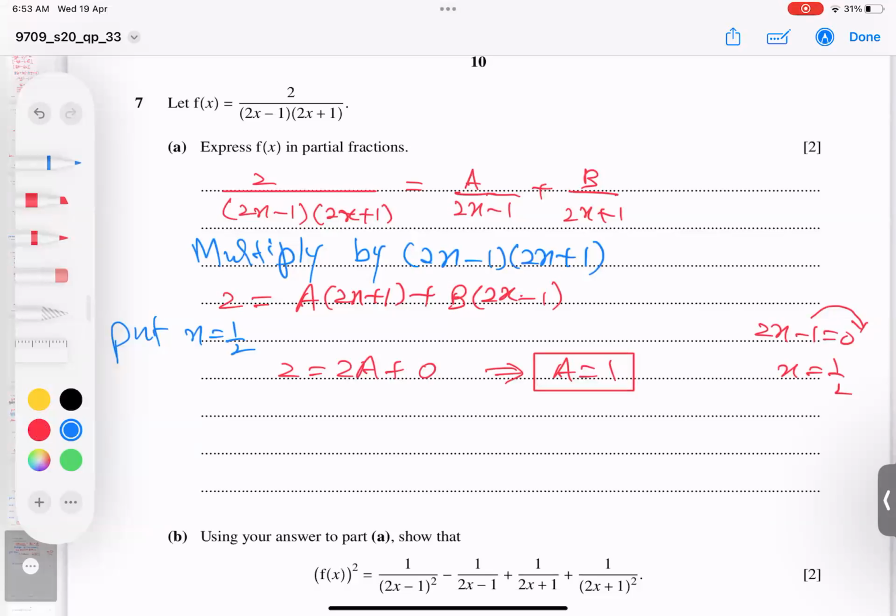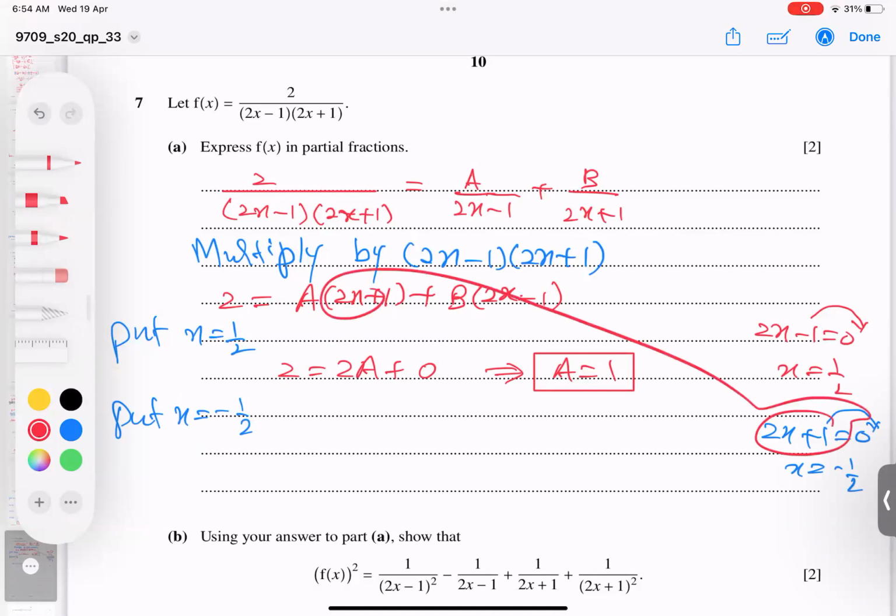First of all, I plugged in this equal to 0. Now I'm going to plug in the other part equal to 0. So 2x plus 1 equal to 0. 1 goes there and 2 divides, minus half. So I put x equal to minus half. And when I plug in negative half here, 2 cancels out, minus 1 plus 1 becomes 0. Or in short, this I said is already 0. So this 2 is equal to A times 0.